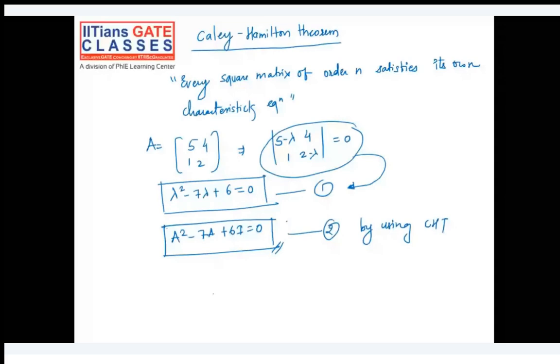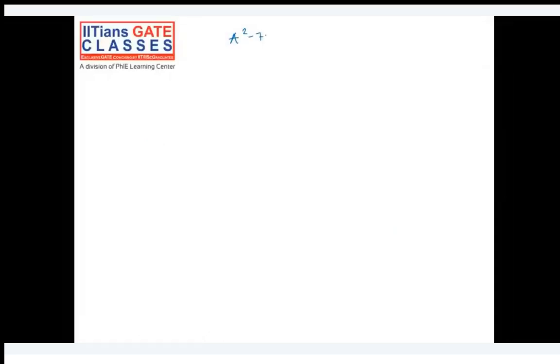So these are the uses of it. So this is our characteristic equation. Okay, I'll write it on the next slide again, A square minus 7A plus 6I equal to 0. Okay, give me a minute. A square minus 7A plus 6I equal to 0. Okay. So what is A square from this?